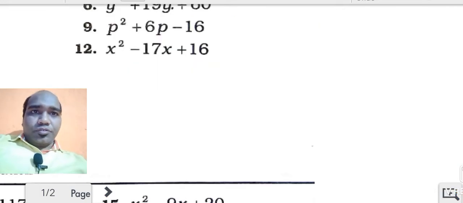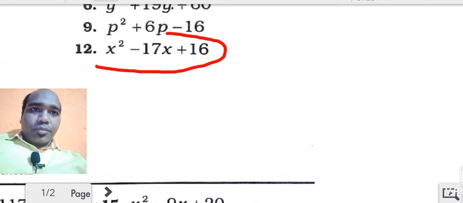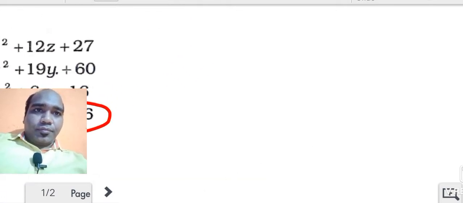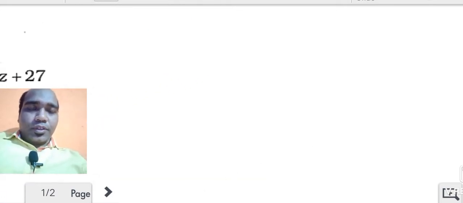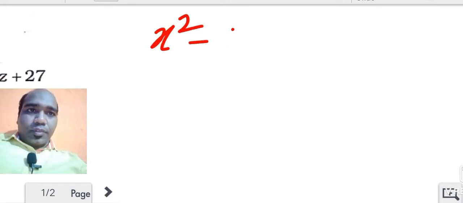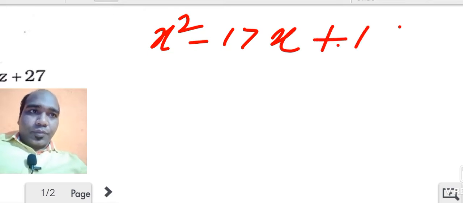Now come to another question. Question number 12, you see. x square minus 17x plus 16. Okay. What is given here? x square minus 17x plus 16. Okay.